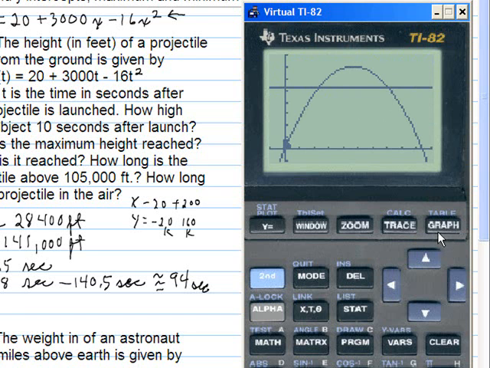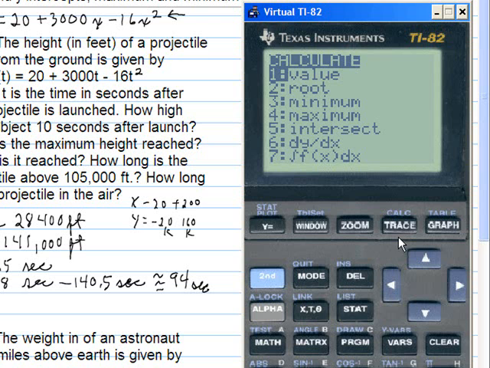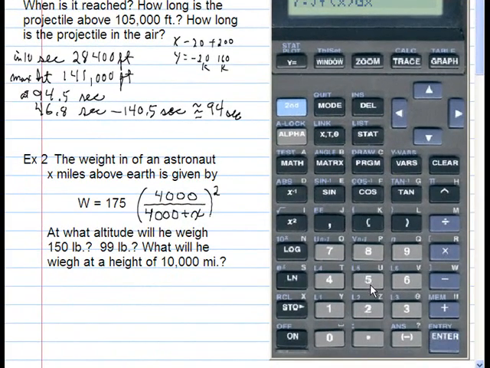Now to determine exactly the time at which it crossed 105,000 feet, here's what you do. Bring up your tracer. Doesn't matter which one of the functions it's on. Put it on either one. Get it close to one of the points of intersection that you want to know the value of, and hit second trace 5. So here's second trace, and that brings up a menu under calculate that says calculate the intersect for 5, and that's what we want.